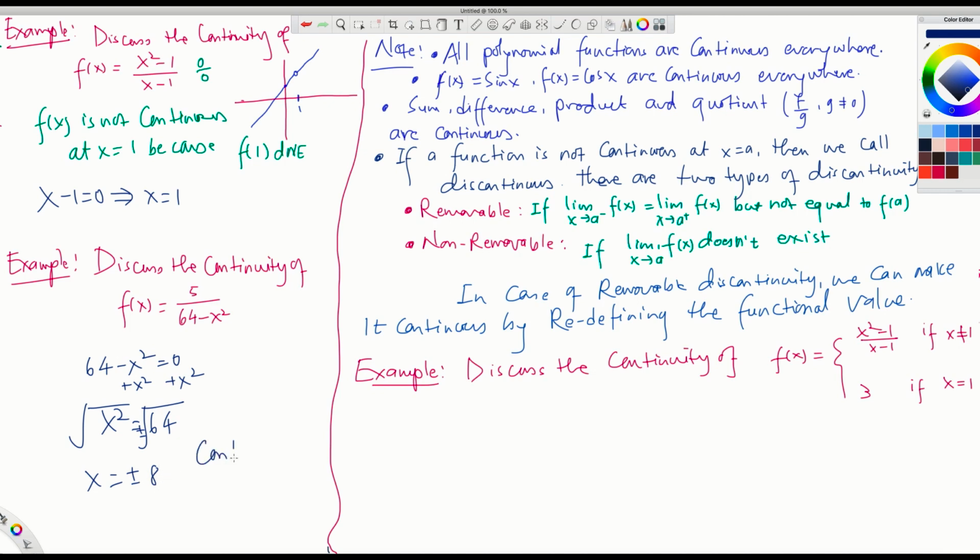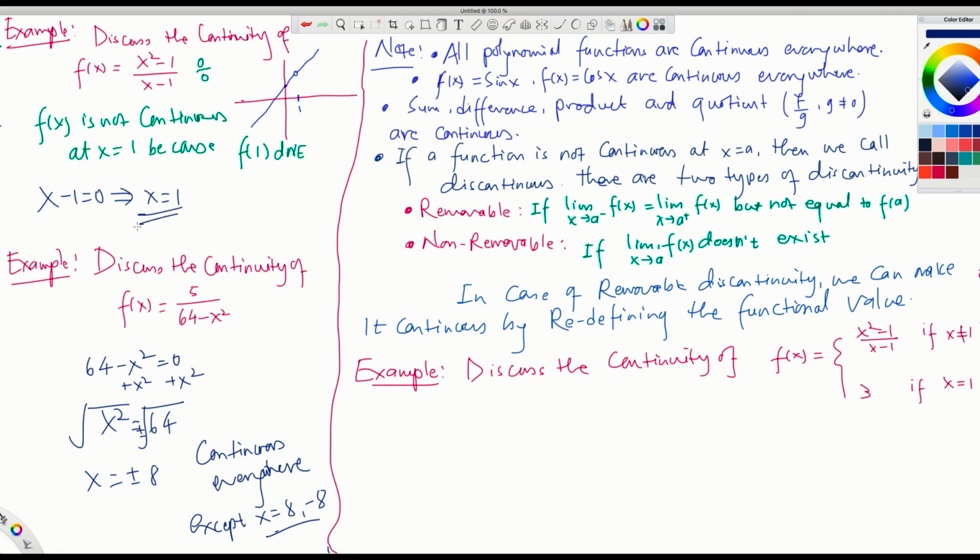So continuous everywhere except x equals 8 and negative 8. This is the answer for that. Okay, so this function is continuous everywhere except negative 8 and positive 8. The previous function is also continuous everywhere except x equals 1.